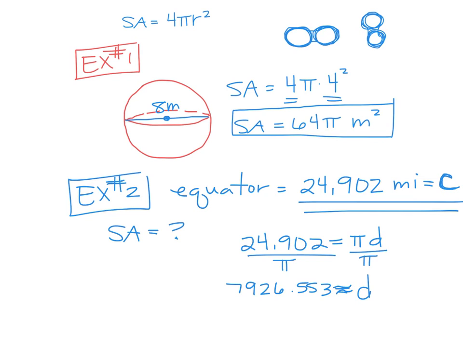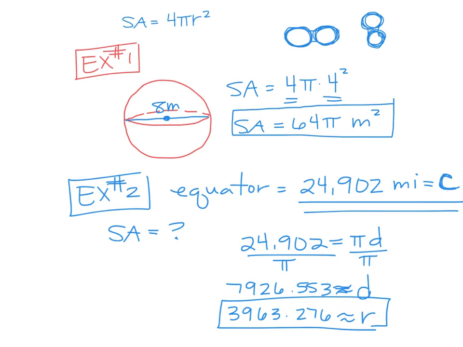What were we looking for? Surface area, which requires what again? A radius. So if that's a diameter, how do I make it a radius? Cut it in half. So if you divide by 2, and I'm just dividing the number that was in my calculator, this number right here is not perfectly divided by 2. But if I divide by 2, I get 3,963.276 for my radius.